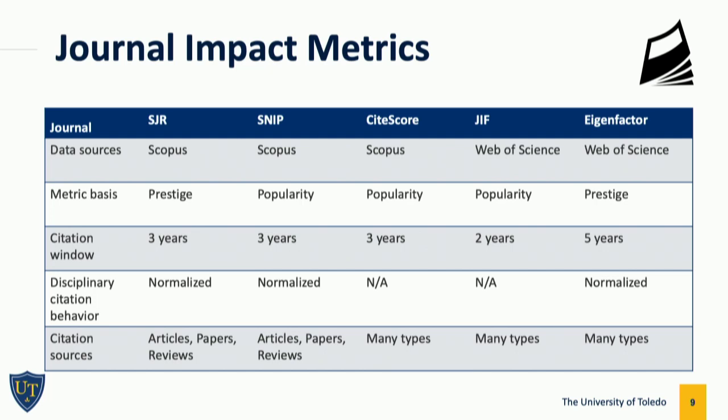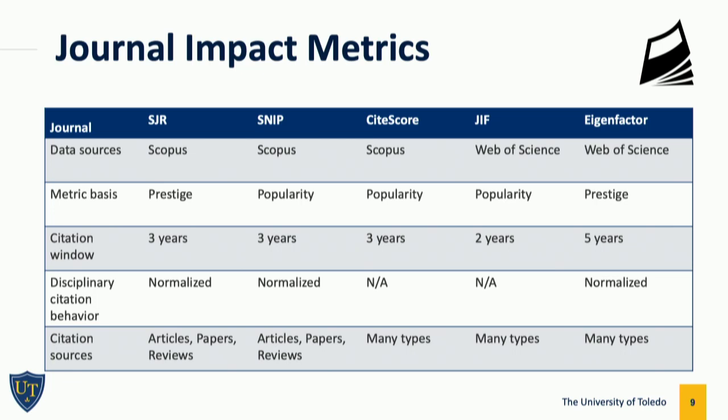Three of the metrics use data from Elsevier's Scopus product, and the other two use data from Clarivate's Web of Science product. There's tremendous overlap between those data sources, but they also index some unique things. There's something called the basis of the metric, and these terms actually come from Elsevier, so they're slightly biased. There are popularity metrics and prestige metrics.